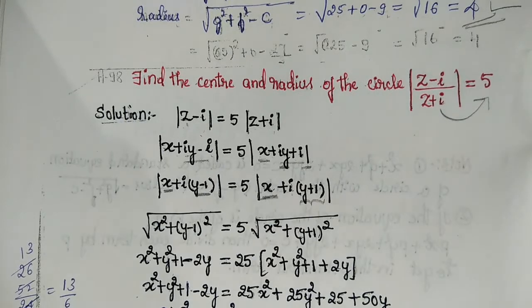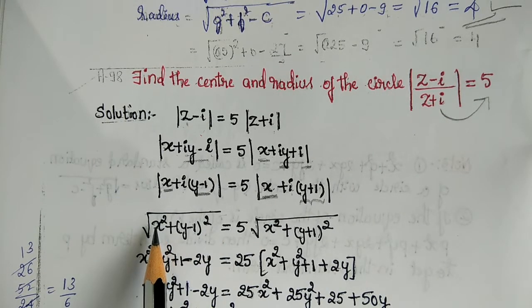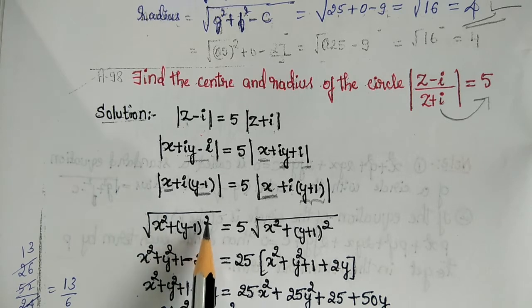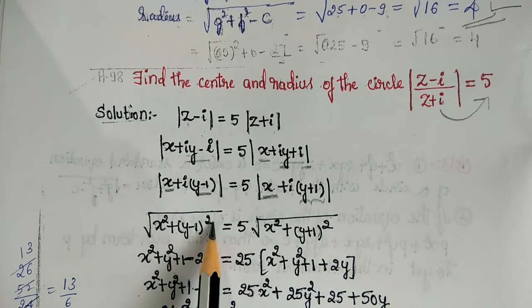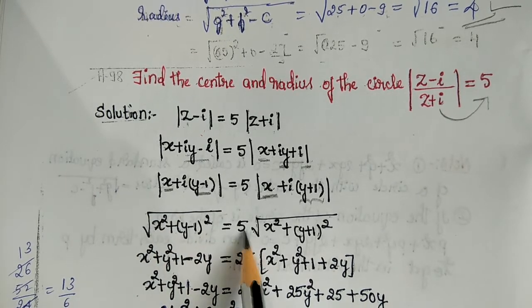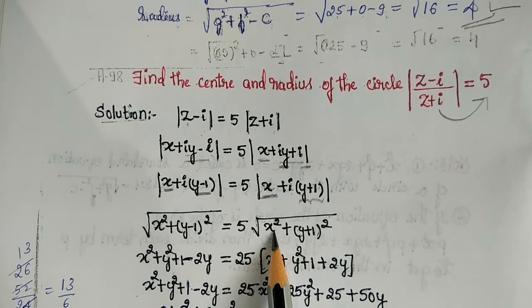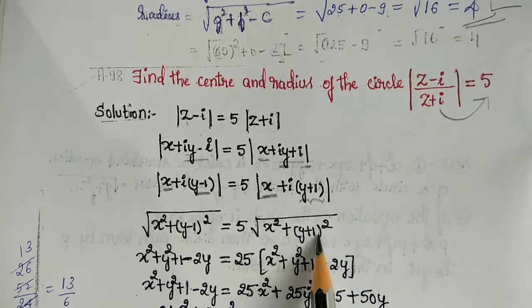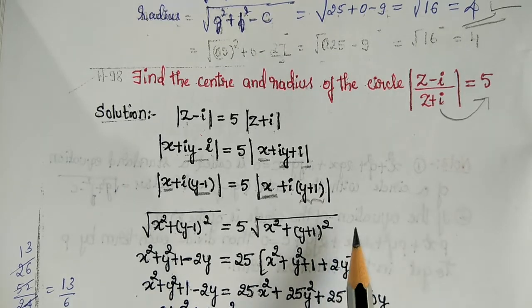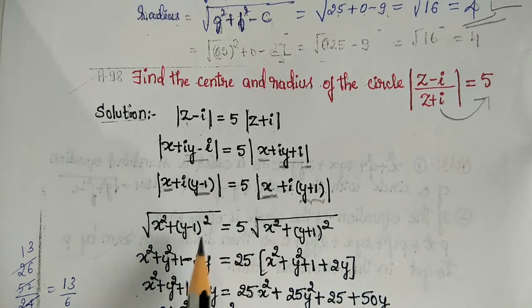So apply the definition of modulus of a complex number. So under the square root, real part square plus imaginary part square, that is x square plus y minus 1 whole square is equal to 5 as it is. Next, real part square, that is x square plus imaginary part square is y plus 1 whole square. Now apply square on both sides. Why? Because we don't need that square root. So just to cancel the square root, apply square on both sides.